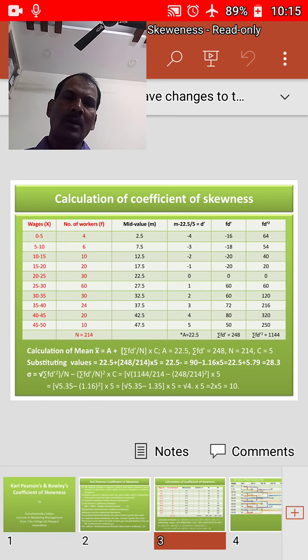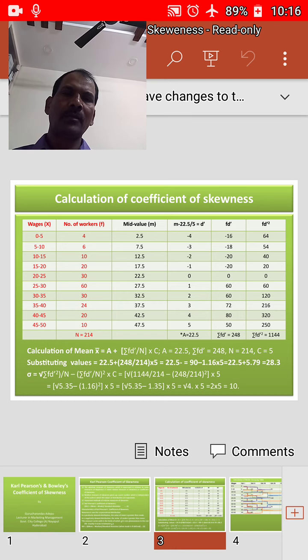We need to consider the step deviation method for the calculation in a continuous series. Hence, m minus A, we will take an assumed mean, and we will consider some common factor. M is as we got: 2.5, 7.5, 12.5. For the assumed mean, here I am considering 22.5. So m minus 22.5 by the common factor, I am taking 5. Hence 2.5 minus 22.5 is equal to minus 20, by 5 is equal to minus 4.